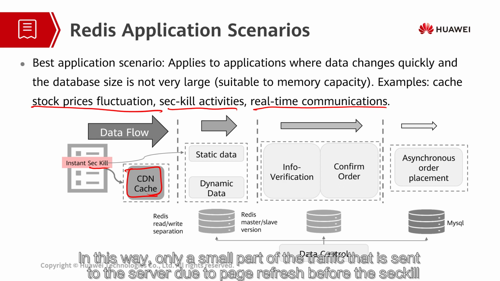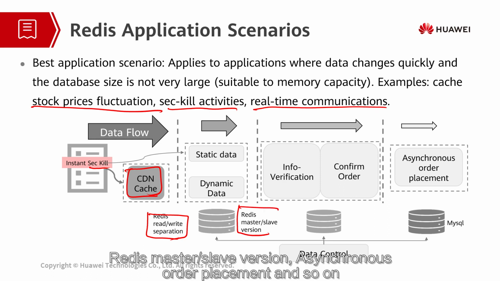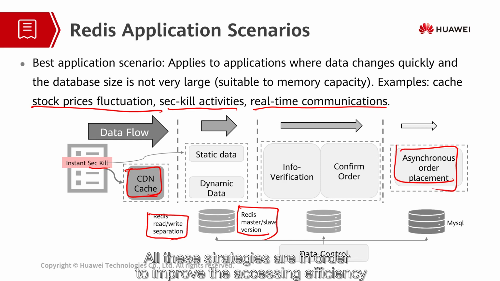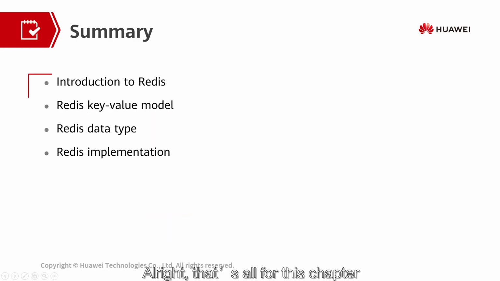In this way, only a small part of the traffic that is sent to the server due to page refresh before the set queue. And some further strategies are implemented, such as Redis read or write separation, Redis master or slave version, asynchronous order placement, and so on. All these strategies are in order to improve the accessing efficiency as well as to enhance the system stability and robustness. Alright, that's all for this chapter.